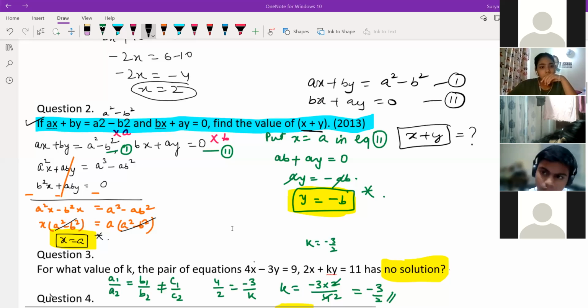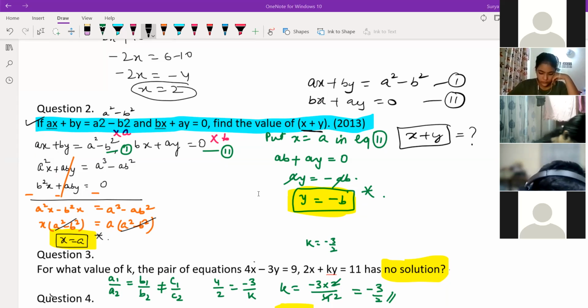You are trying this. Here I have done it by the elimination method. Ax plus by is equal to a square minus b square. So what I have tried to do here: the first equation I multiplied by a and the second equation I multiplied by b, right? To make it cancel the second part.